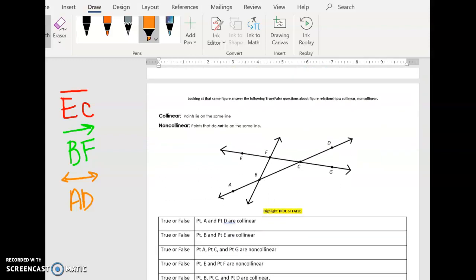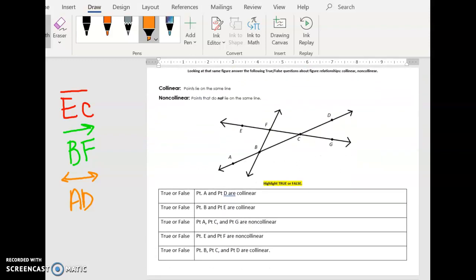All right, the second part is looking at the figure and answering some true and false questions about the relationships, collinear and non-collinear. Again, I put the definitions up here. This was something you reviewed last week. All I'm asking you to do is take a look at this picture. When it asks you, point A and point D are collinear, look on the graph, see where your points are, and you're going to be highlighting true or false.